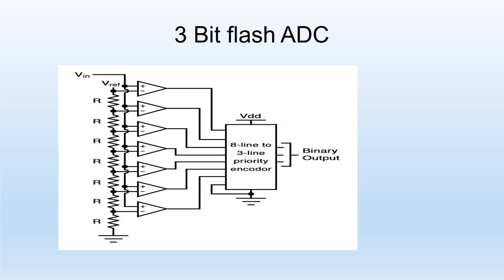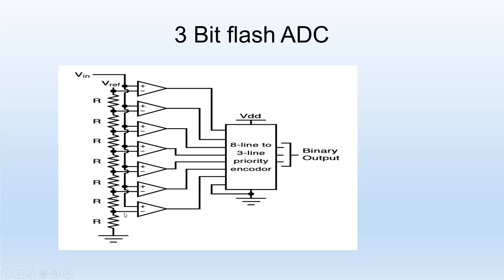A 3-bit flash ADC will require 2 raised to 3 minus 1, that is 8 minus 1, that is 7 comparators. At the same time we will require an attenuator of 8 resistors. One resistor will be here before VR, and 8 resistors will be there.